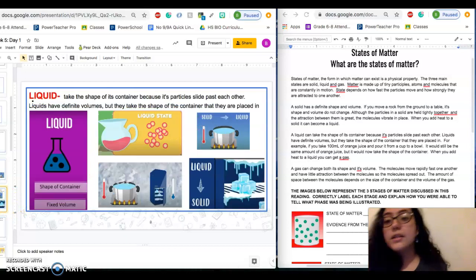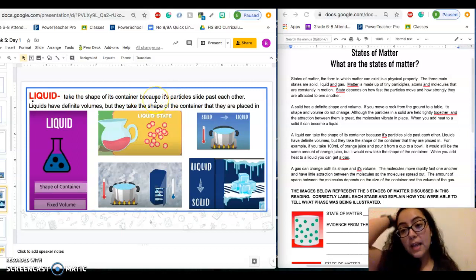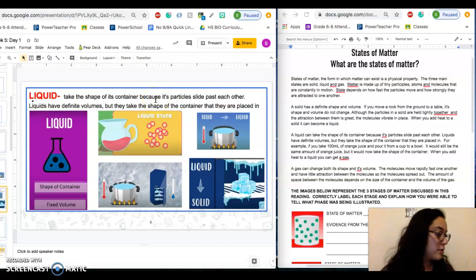All right. So liquid. Liquid is defined as anything that takes the shape of its container because the particles slide past each other. Liquids have a definite volume. However, the shape can change.